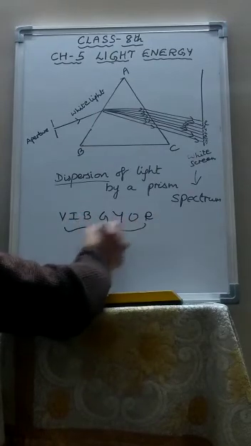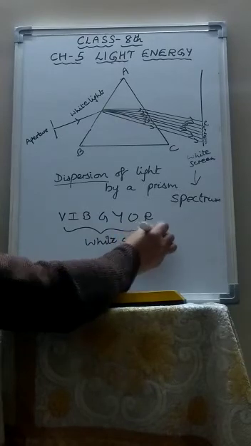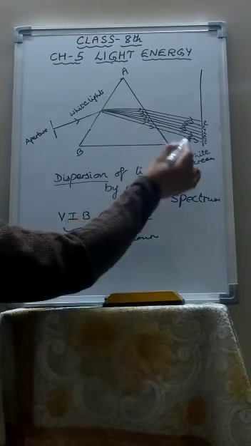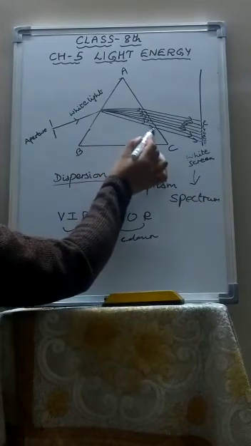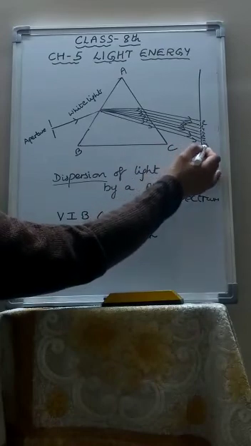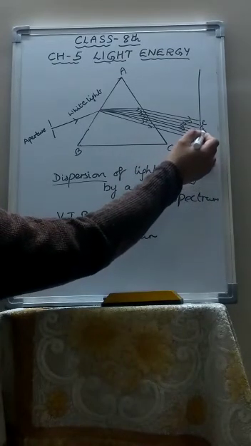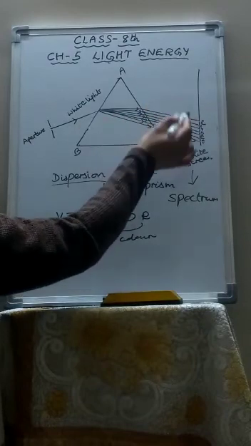So, white light is composed of 7 colors. From the bottom, violet will start because the maximum bending is of violet. Violet color is deviated the most. Then indigo, then blue, green, yellow, orange, red. Red color is deviated the least.